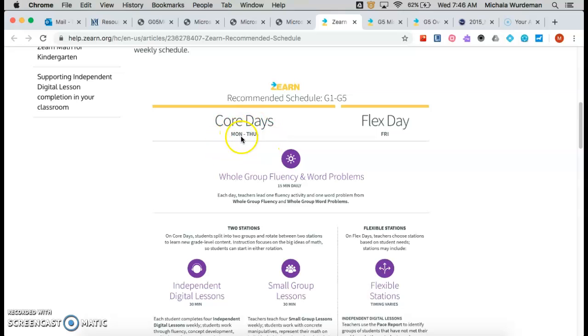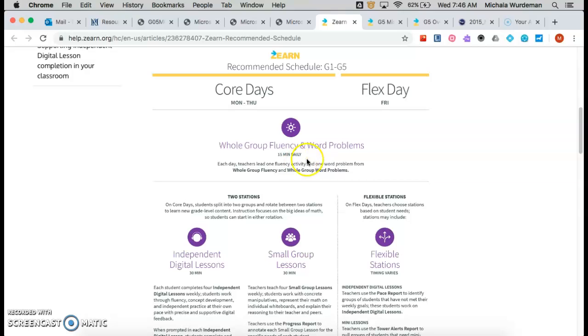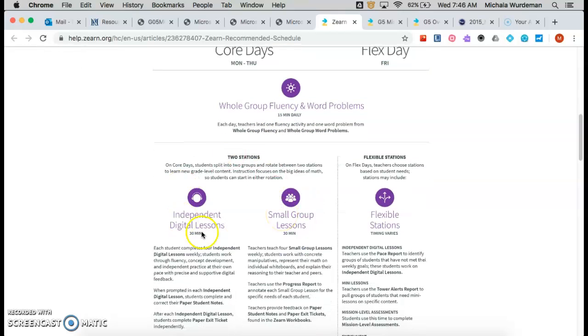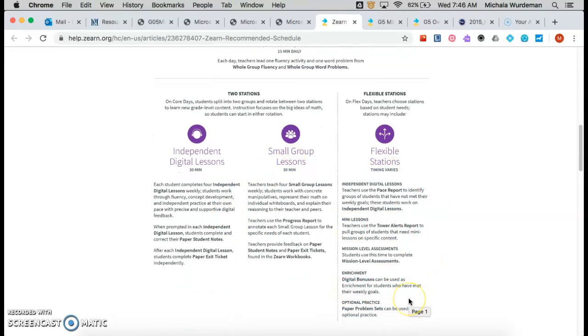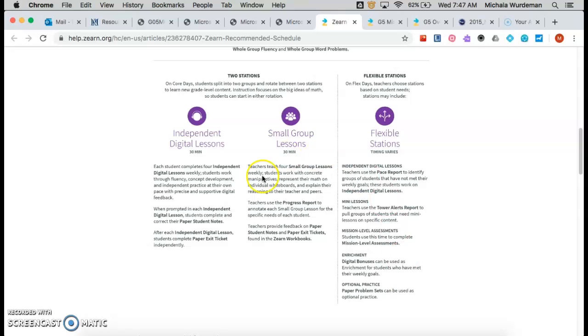I also liked this because it has a recommended schedule. Your core days are Monday through Thursday, and your flex day would be Friday, and it breaks it down into those time slots just like that layout did for our math workshop model. So 15 minutes daily you'd be doing your fluency and word problem practice, and then you have your 2 stations, 30 minutes each, so your independent digital lesson and then your small group lessons, and then it also has some flexible station options as well. So this is great for teachers trying to set something up and giving options.